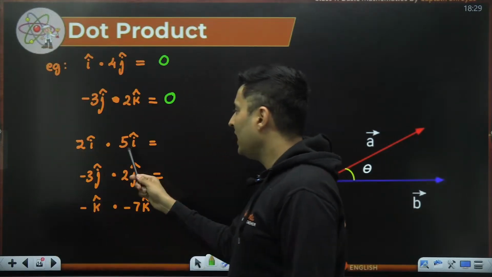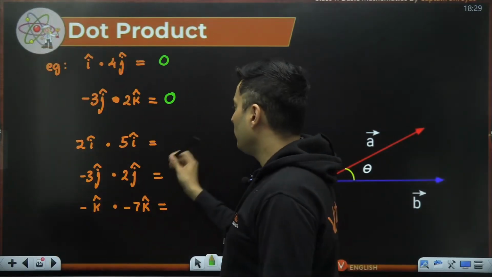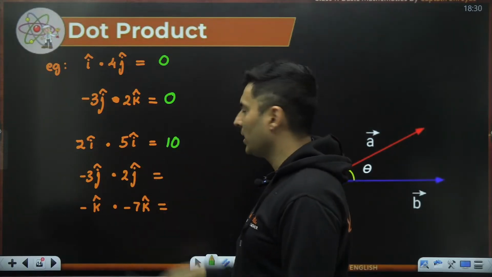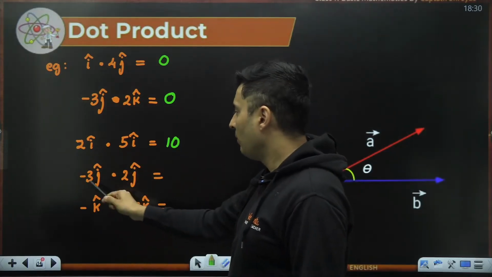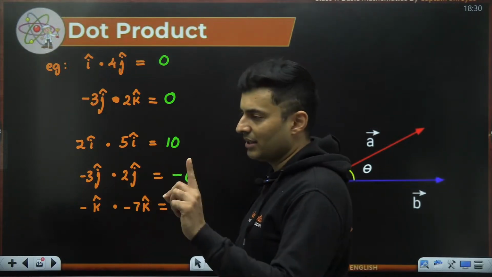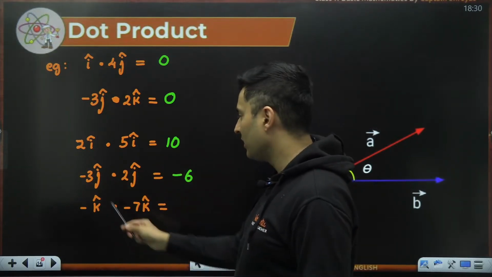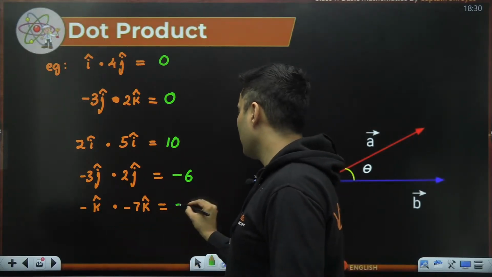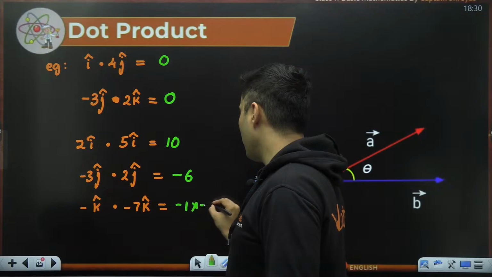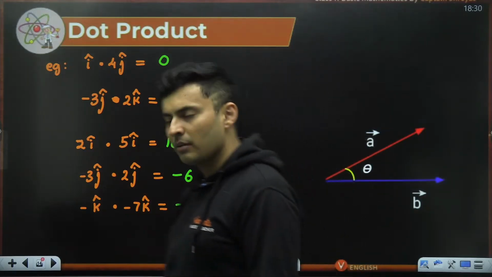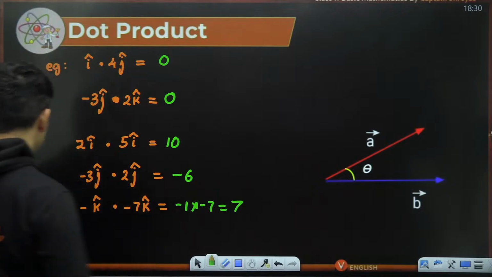Okay. I into I is 1. So 2 into 5 is basically 10. That's it. 2 into 5, 10. I dot I is 1. Remember that. Minus 3 and 2 will give me minus 6. J dot J was 1. So J is 1. Keep that in mind. K is 1. Minus minus is positive. So it will be nothing but minus 1 multiplied by minus 7, which is as good as 7. It is plus 7. Very good. That's how you multiply these vectors.